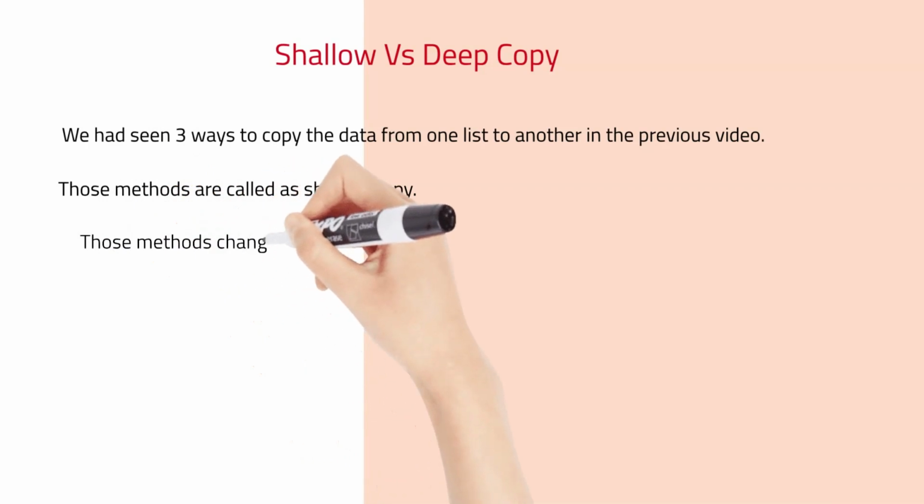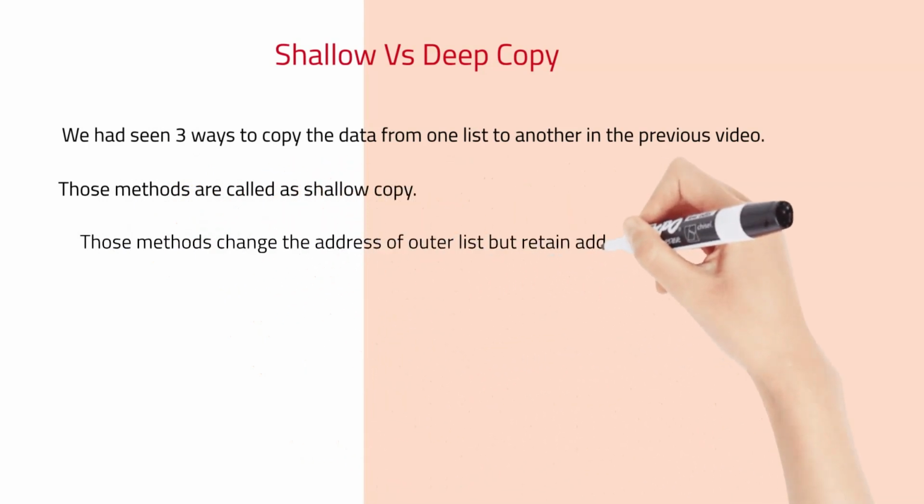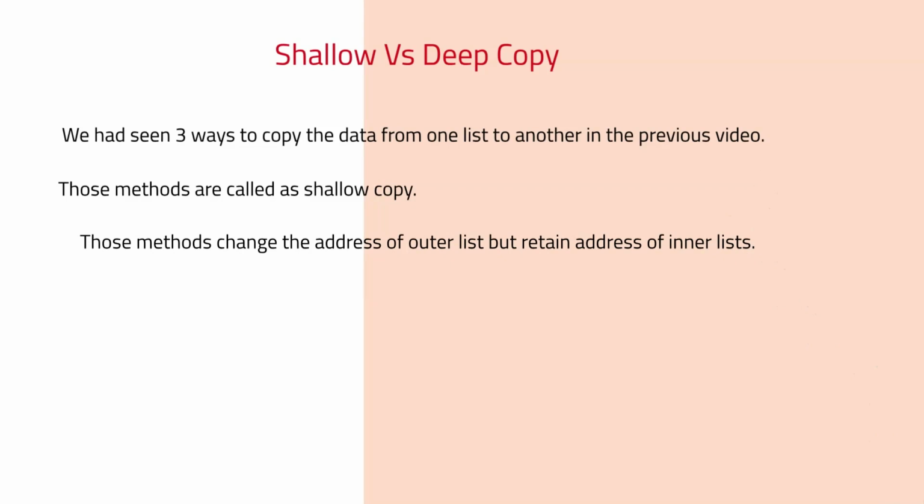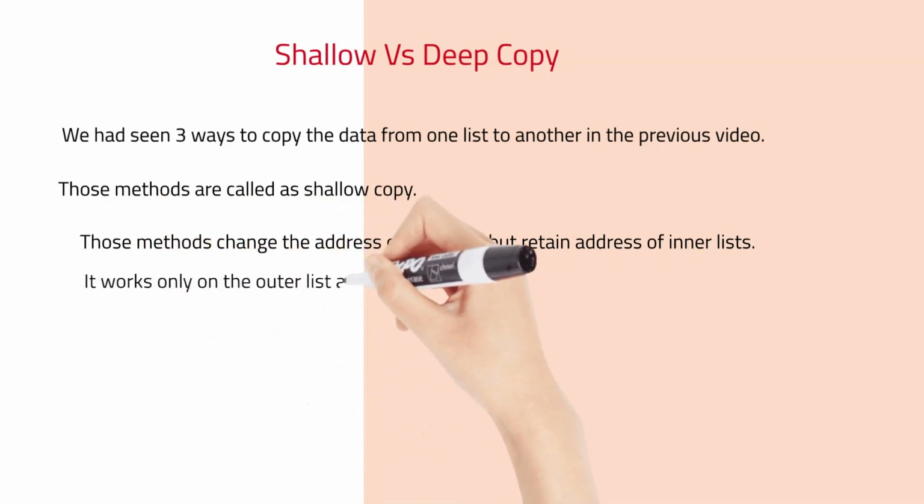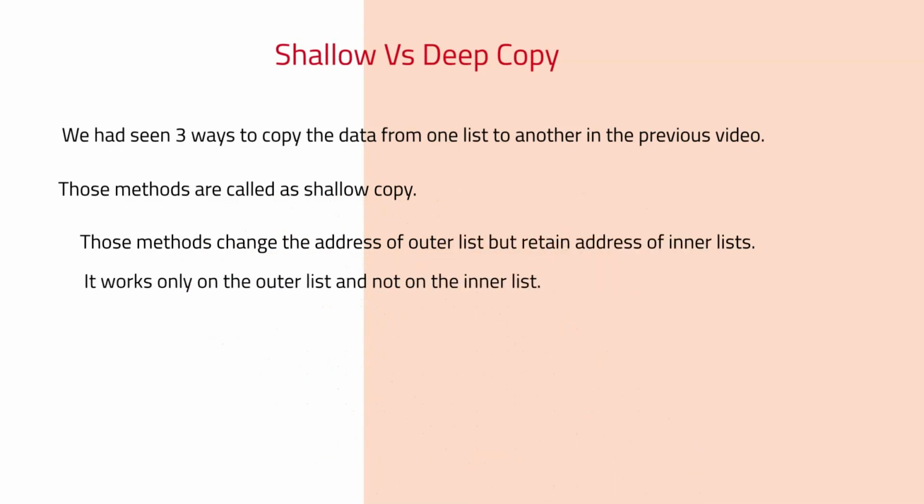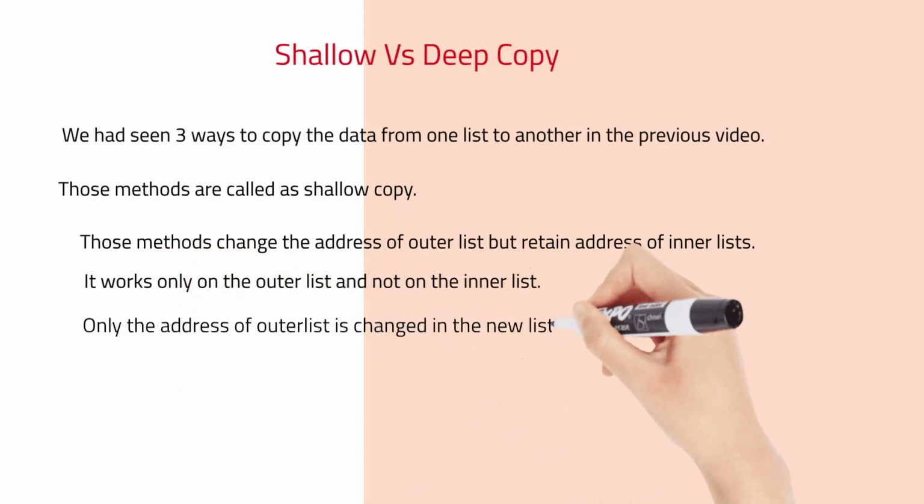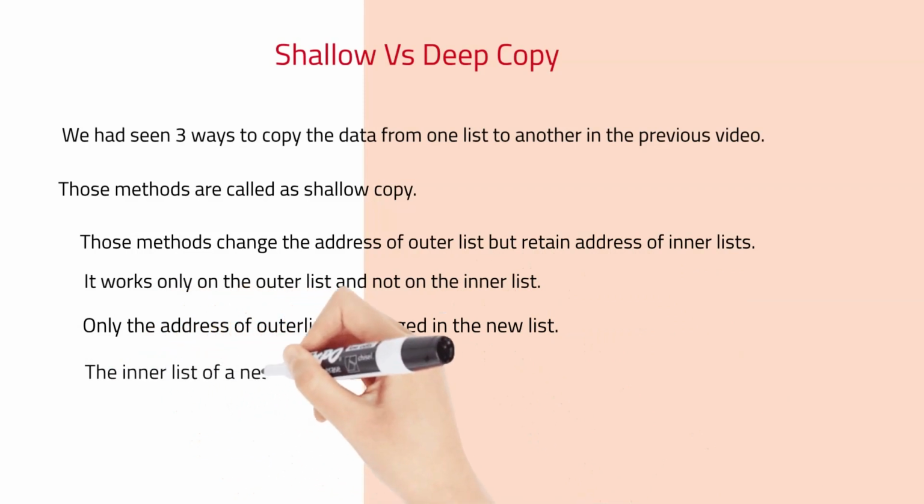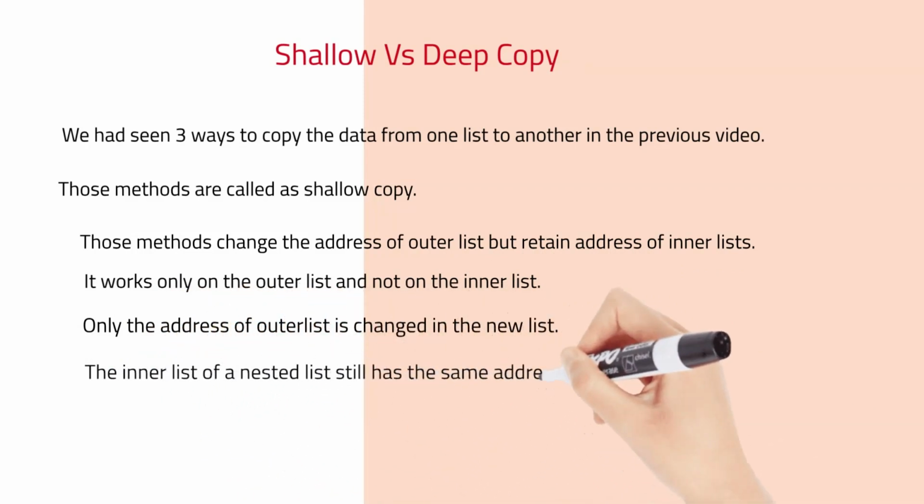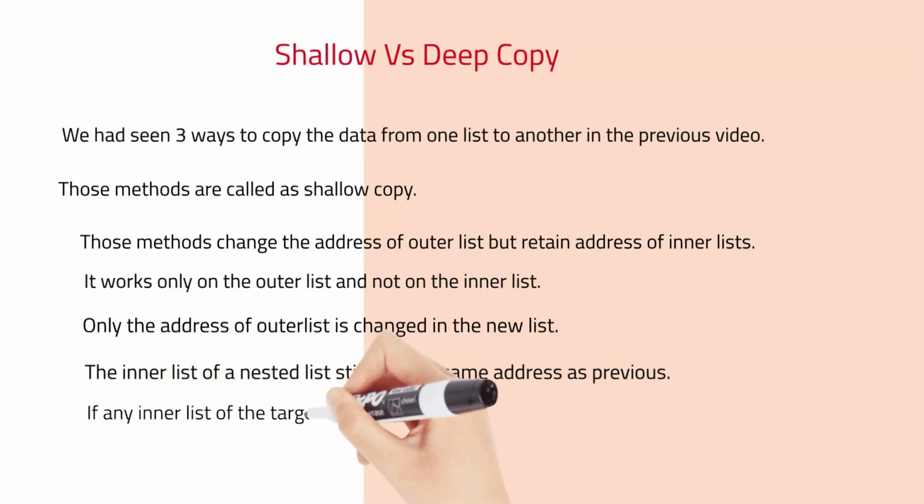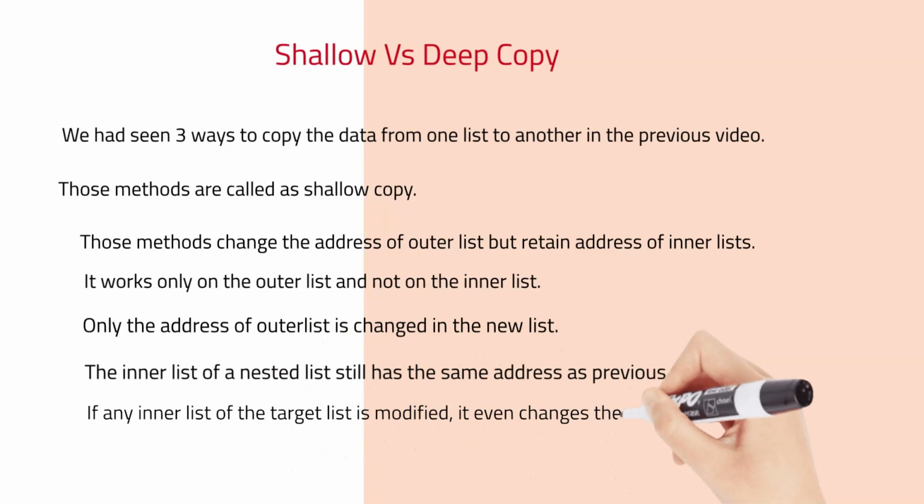They change the address of only the outer list when copied, but the nested list address is retained. It works only on the outer list and not on the inner list or nested list. Only the address of the outer list is changed in the new list, however the inner list has the same address as previous. If any inner list of a nested list is modified, it still changes the original list.